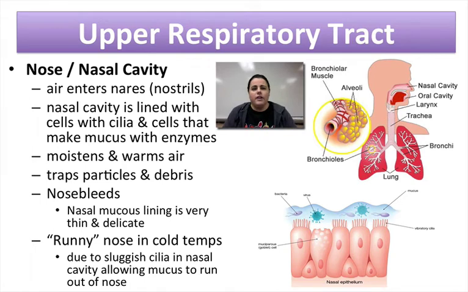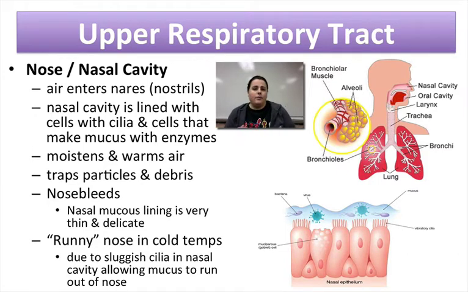So first, in the upper respiratory tract is the nose, or in general, the nasal cavity. And this is where it all starts. So as you breathe in, air is going to enter your nostrils or your nares. And what's going to happen is in your nasal cavity, you have mucous membranes that are lined with actual hairs and special cells with cilia on them, and they're going to be able to warm and moisten and clean and filter and trap particles as they're coming into your body.